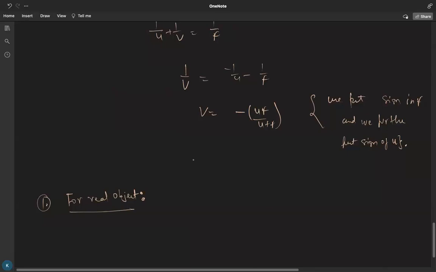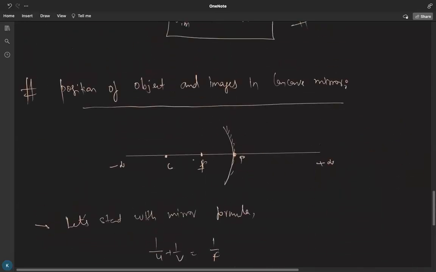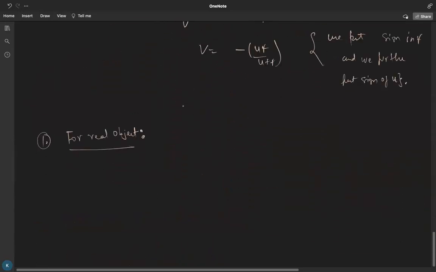So this is actually for the case of concave mirror, where the object is lying in front of the mirror. This is the range for the real object. You can say the object is lying in front of the concave mirror. That means for a real object, it lies between minus infinity and the pole. The object will be placed between these two, right.